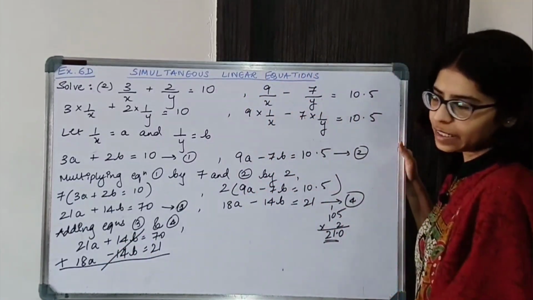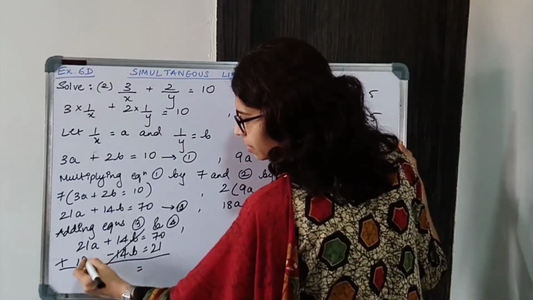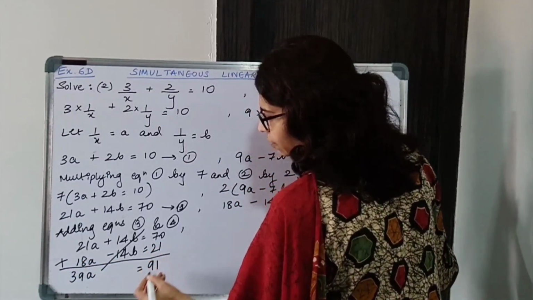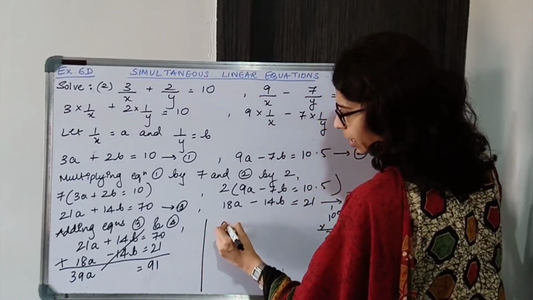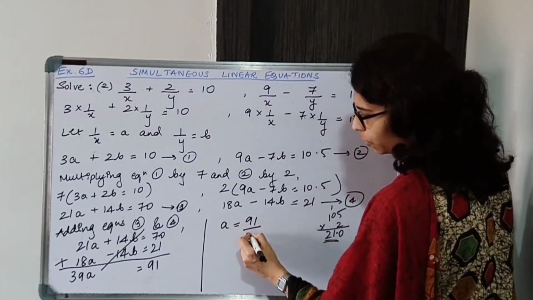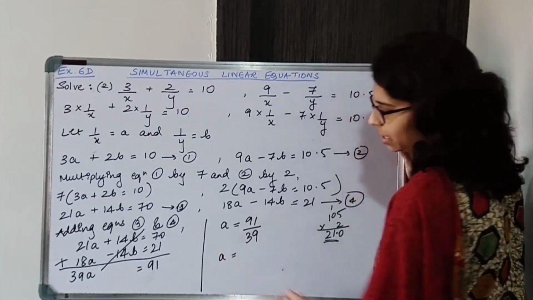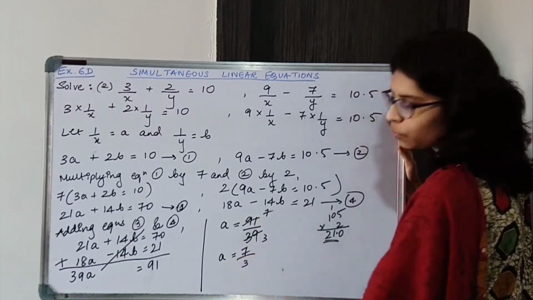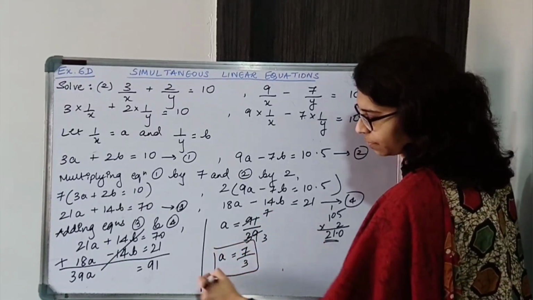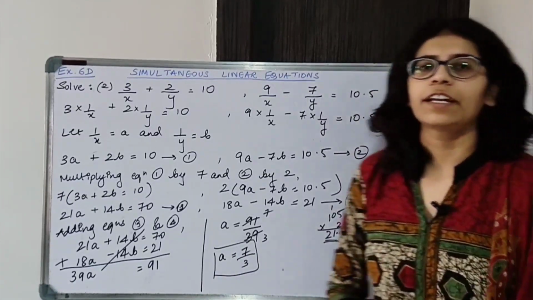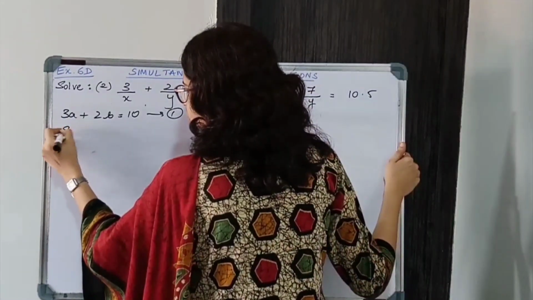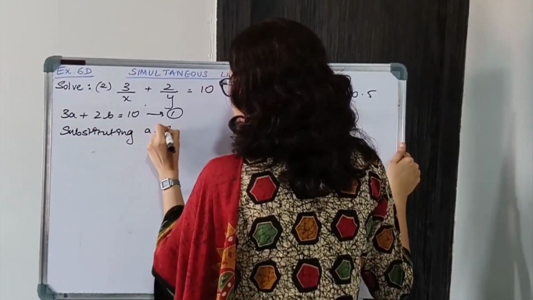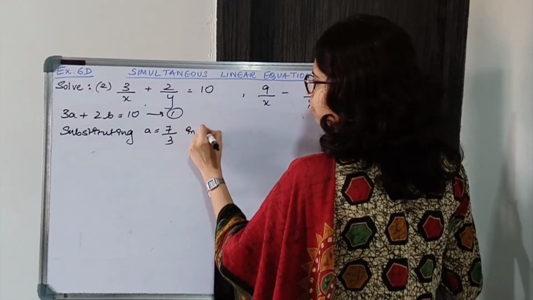14b minus 14b will get cancelled. Over here we have 39a and over here 91. So a is equal to 91 upon 39. So a is equal to, 13 threes are 39, 13 sevens are 91, 7 upon 3. We found the value of a. Now we need to find the value of b. Okay. So substituting a equals 7 by 3 in equation 1.